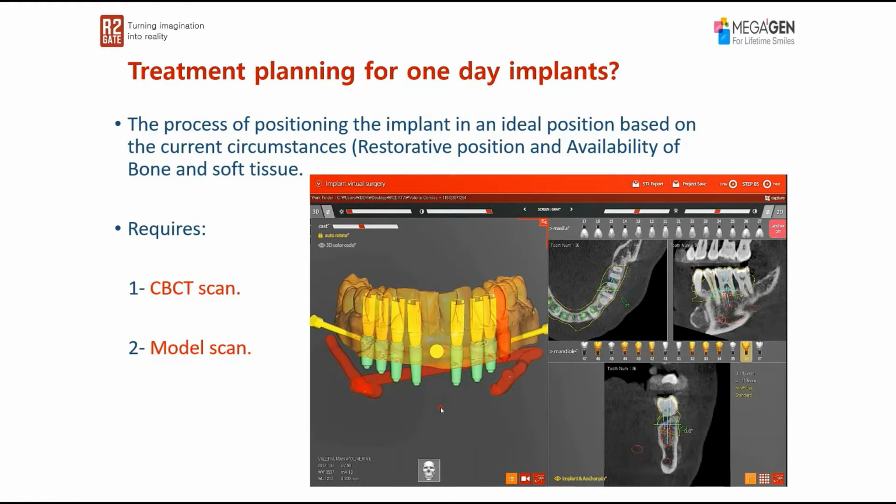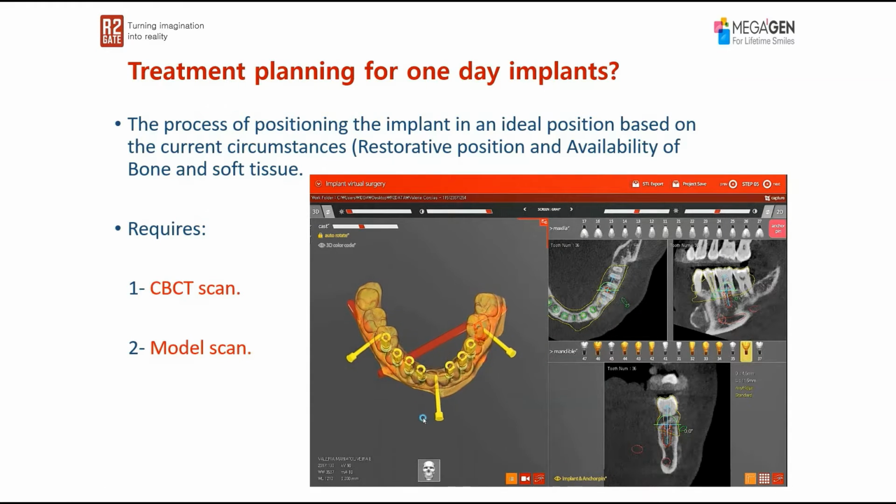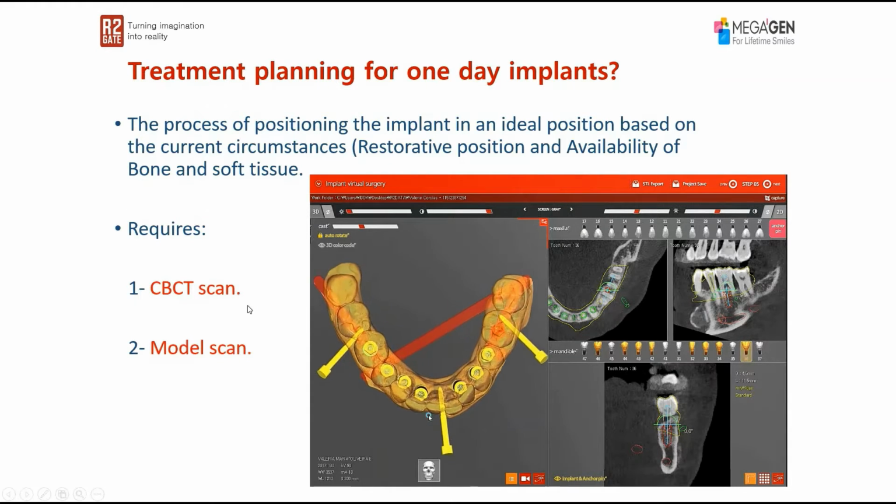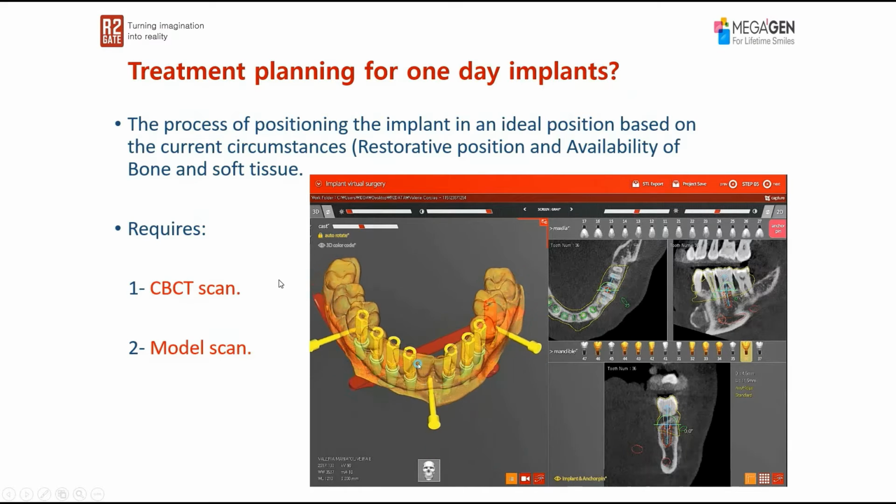Regardless of what type of implant planning software, these are essentially the two main things you will need, the CBCT and the model scan.